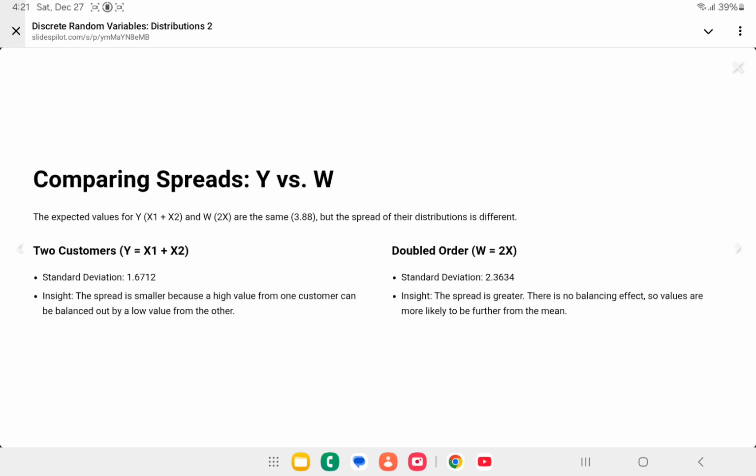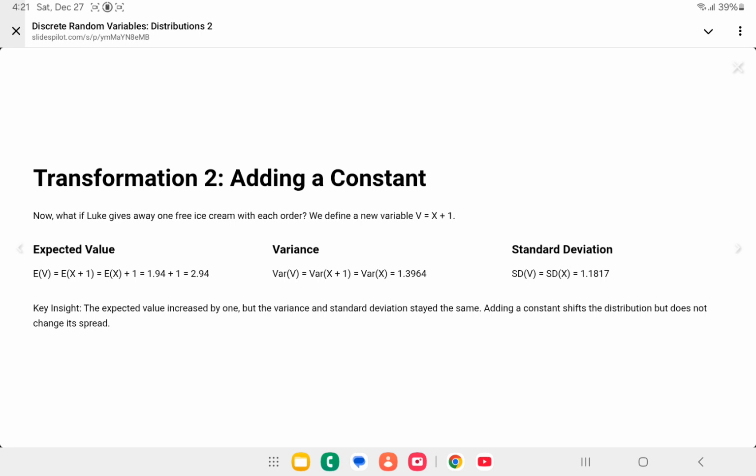And here is one last transformation for this video. Say Luke has 1 customer left and gives away 1 free ice cream in addition to the number ordered. What is the distribution for the number of ice creams now, assuming that the customer doesn't change his or her order? We define V as X plus 1. The distribution for V looks like this. The expected value has increased by 1, but the variance and standard deviation have stayed the same.